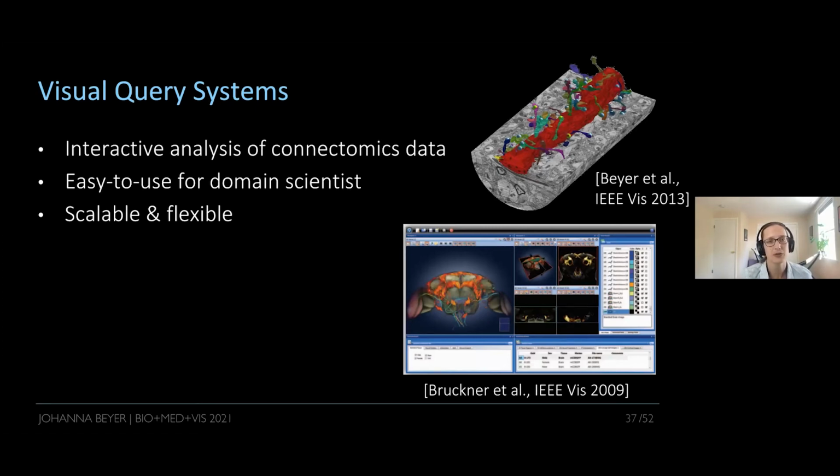And one way to do that would be visual query systems. Here you can see two examples, where the goal is that they should be easy to use for a domain scientist, right? So that domain scientists can pose queries and say, show me those things that I'm interested in and don't show me the others, without having to manually select or deselect every one of the 10,000 segments in the volume.